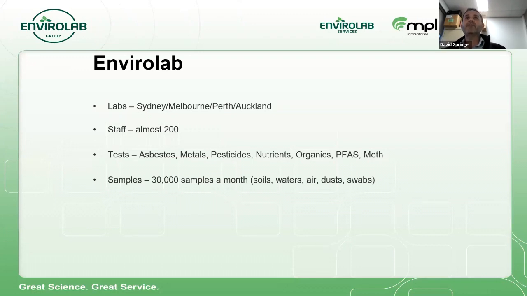So just a little bit about Envirolab. We are a private environmental laboratory with labs around the country. We've got about 200 staff. We mainly test things like soil, water, air samples, and we are a high throughput lab, doing about 30,000 samples a month for analysis. As a commercial lab, our aim is to get the samples in, get them tested, and get the results back to the client as quickly but as safely as we can.